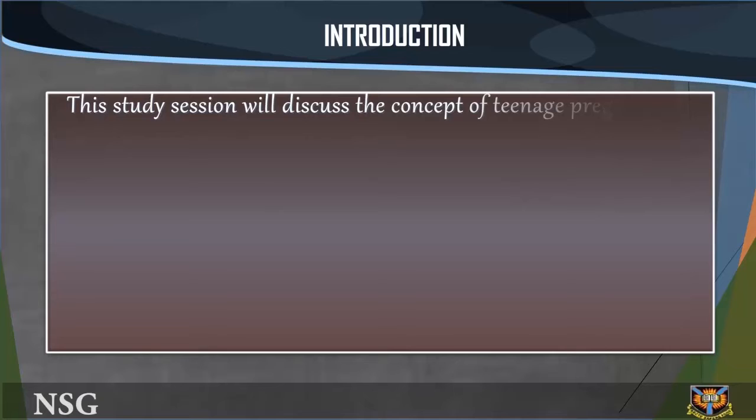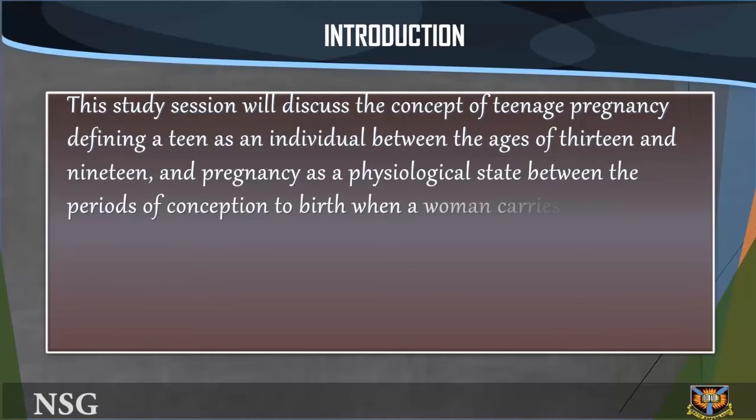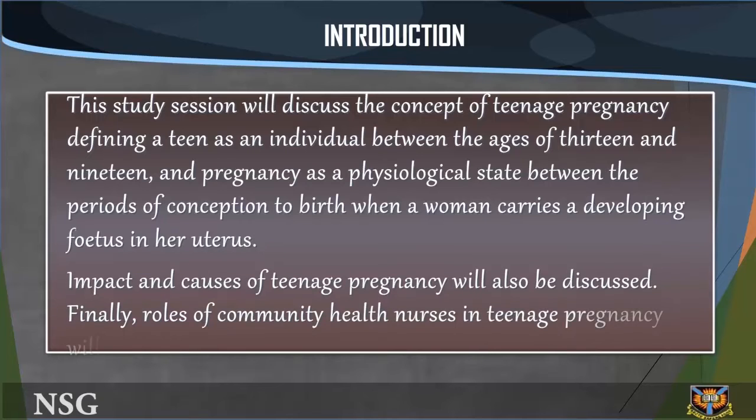Introduction. This study section will discuss the concept of teenage pregnancy, defining a teen as an individual between the ages of 13 and 19, and pregnancy as a physiological state between the periods of conception to birth, when a woman carries a developing fetus in her uterus. Impact and causes of teenage pregnancy will also be discussed. Finally, roles of community health nurses in teenage pregnancy will be emphasized.